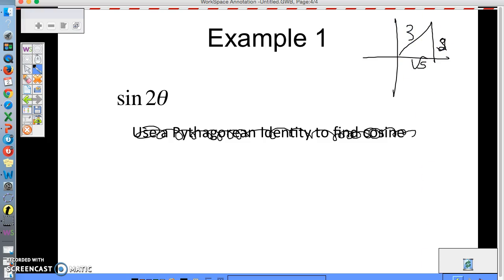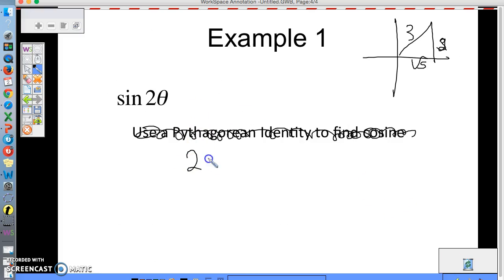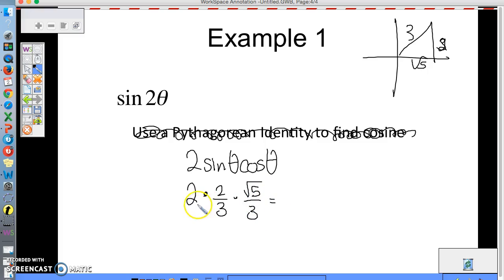And from our formula sheet, we have that this equals 2 sine of theta cosine theta. And now we just fill in the blanks. 2 times our sine was 2/3. Our cosine is root 5 over 3. And fractions we multiply across. So 2 times 2 is 4. Root 5 over 9. And then that's our answer.